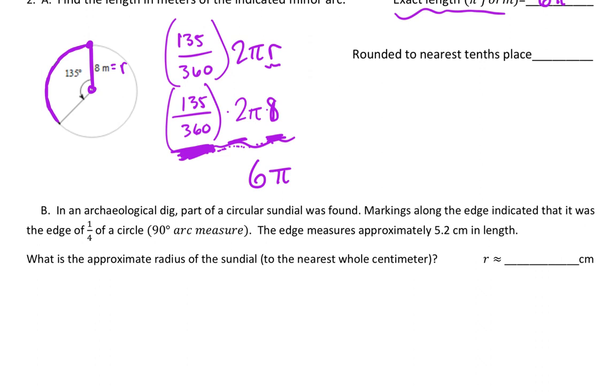And according to Tim, 6 pi is what? 18 point what? 85. I have to round it to the tenth. So if it's 18.85, we'll round that to 18.9. If it says the tenth, then I'll allow it to the tenth. Sounds good. Thanks, Tim. Up next, we have an archaeological dig.